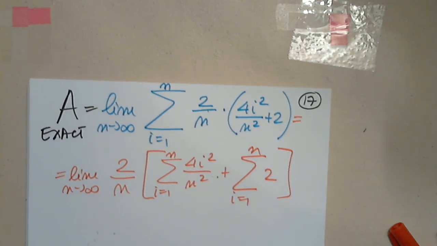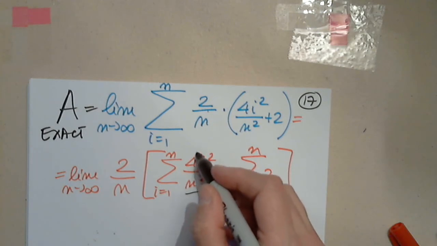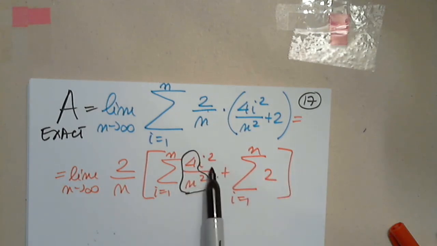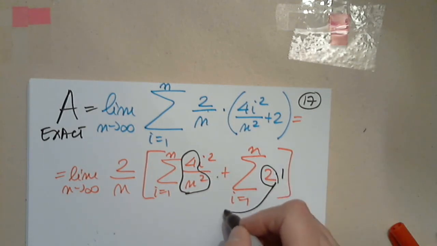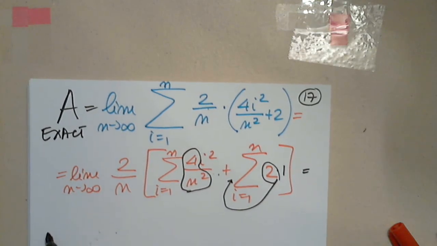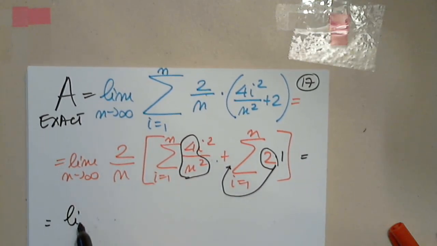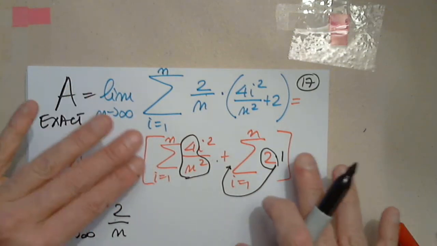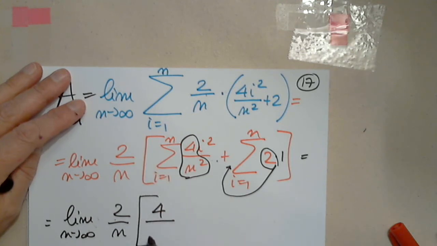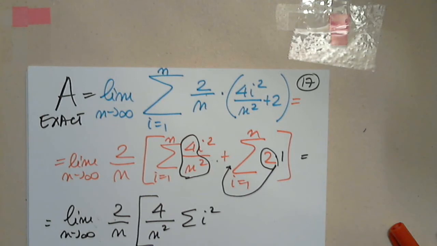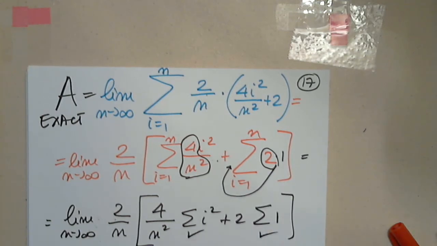At this point, I notice that this is a factor in front of i squared, and this is a factor in front of 1. So I'm applying the constant rule. So limit as n approaches infinity, 2 over n. You cannot take anything outside of the brackets just yet. So just in front of the summation notation, 4 over n squared, the sum of i squared, plus 2, the sum of 1. I know this and I know this. I remember them.